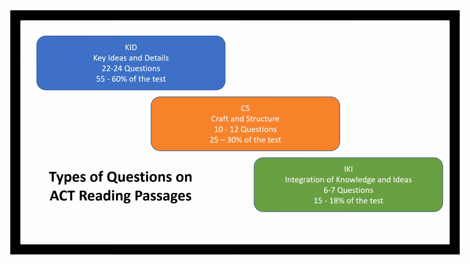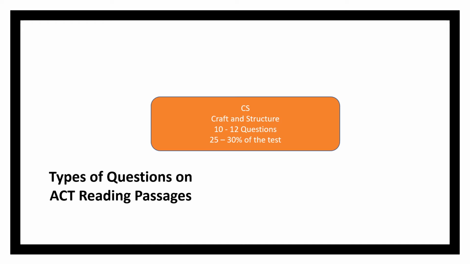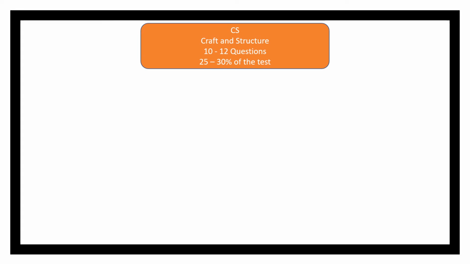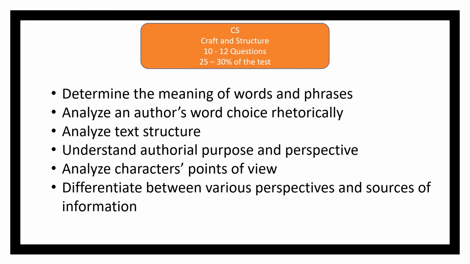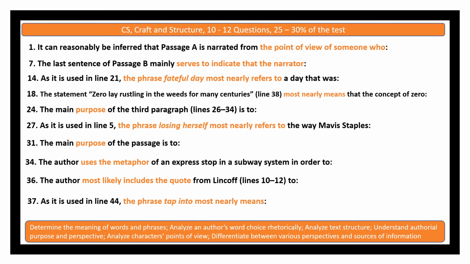The last category, which is about 1/4 of the test, is craft and structure. It's really about what do words mean and how does it impact the text itself. Often these are either going to tell you where to look, as in number 14, where it says, as used in line 21, the phrase most nearly means, or in number 24, the main purpose of the 3rd paragraph is, or they're going to be big ideas, like the main purpose of the passage, where you can't point to any one particular line. So that's the good thing. They tell you where to look, or it's overall general comprehension.